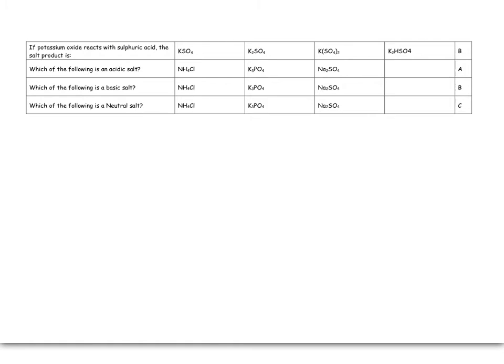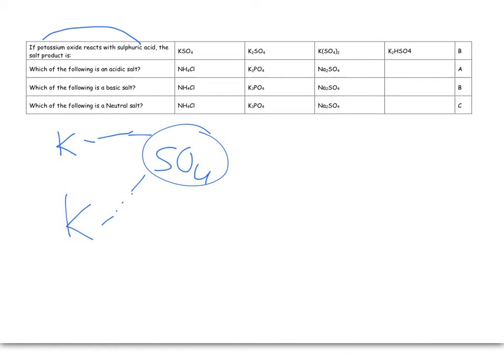If potassium oxide reacts with sulfuric acid, we're going to get what salt? We're going to get potassium sulfate. So potassium has a valency of 1, sulfate has a valency of 2. We have much more space to draw this out. Yay! And we get K2SO4, and that is going to be B.